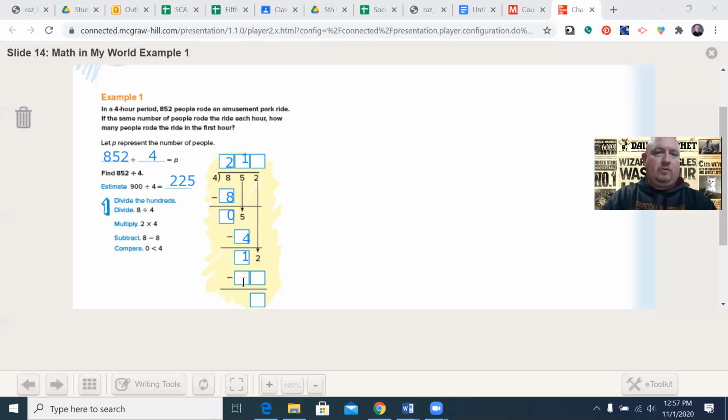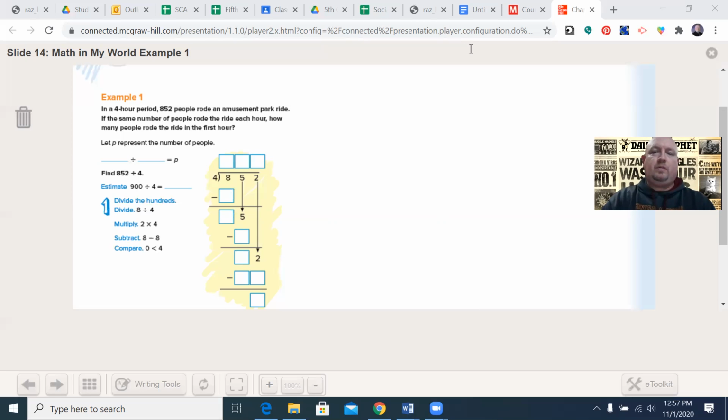So now I'm going to go to the ones place. 4 goes into 12. 4, 8, 12. That sounds like 3 to me. 3 times 4 is 12. 12 minus 12, 0. So our answer is 213. So 213 people rode the ride in the first hour. I can check it. 213 times 4 is 852. Make sure this is written in. If you have to pause the video to do that, feel free.